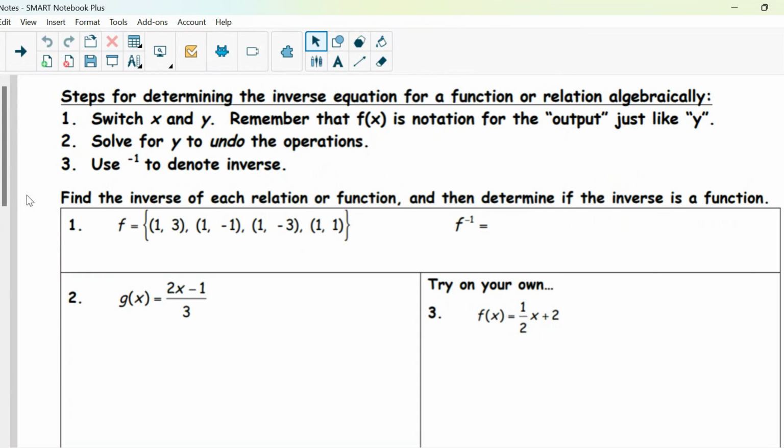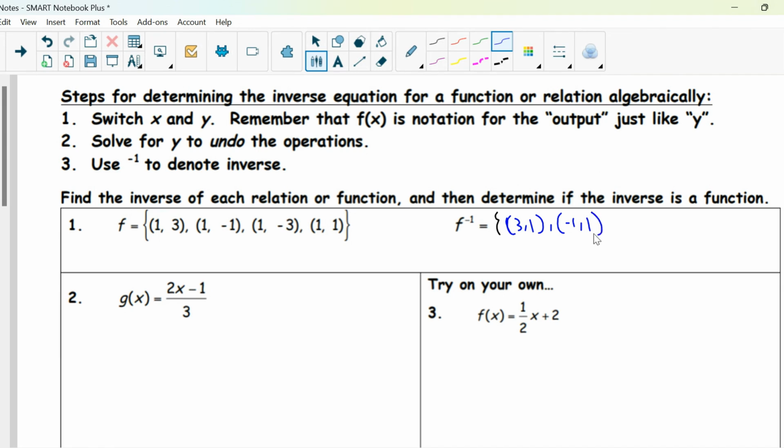So first example here, we are given a bunch of ordered pairs. This is the easiest way to solve for an inverse. So this f to the negative first power, that's the -1 to denote inverse. And all we're going to do is rewrite our set, swapping our x and y values. So we have 1 and 3. We're going to swap that to be 3 and 1. And then we're just going to keep going.